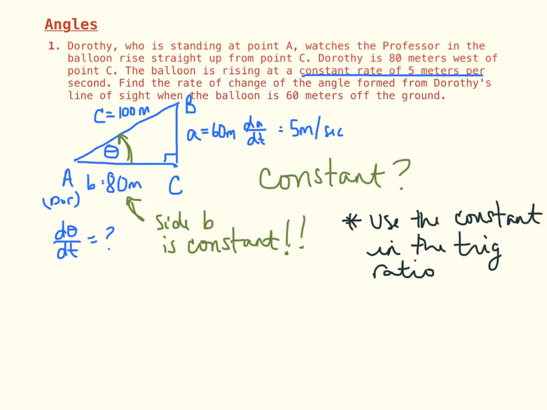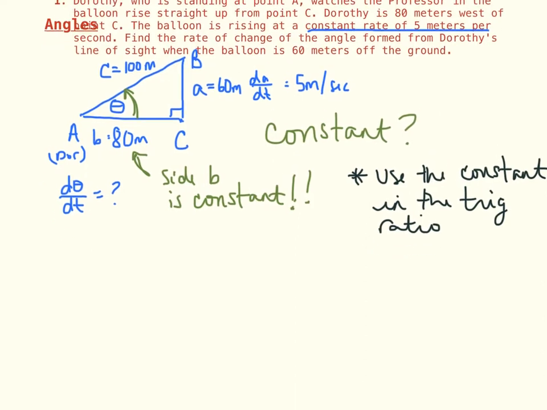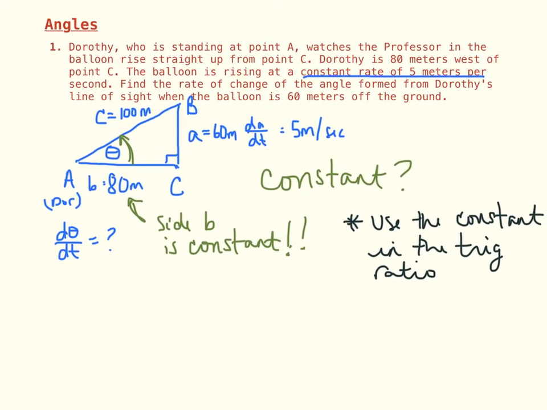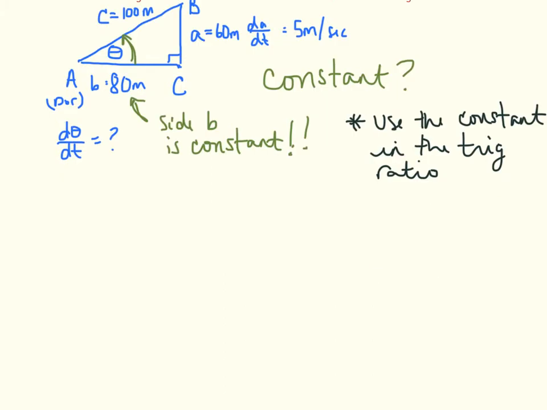So if you remember back to building basic trig ratios in a right triangle, side B we said was the adjacent, side A was the opposite. And so which trig ratio uses opposite and adjacent? Hopefully you are saying tangent, and then you would be correct. Okay, so we're going to write that trig ratio. We're going to say tangent of the angle is equal to opposite, which is side A, over adjacent, which is side B. Now here's why the constant is so important.